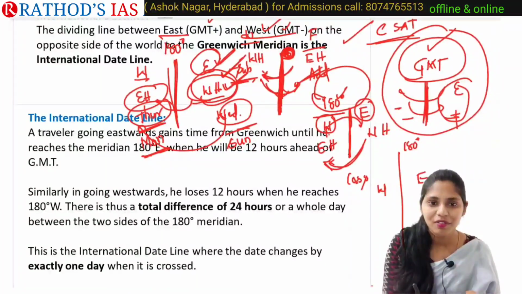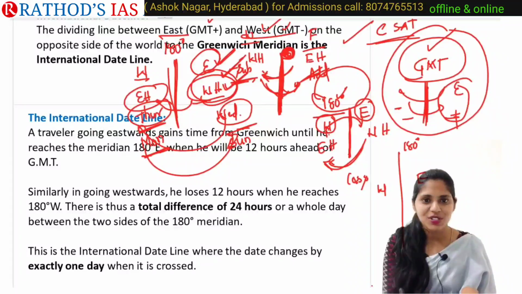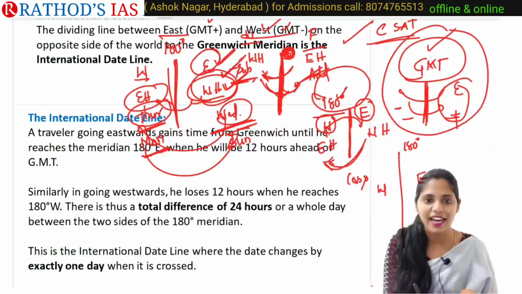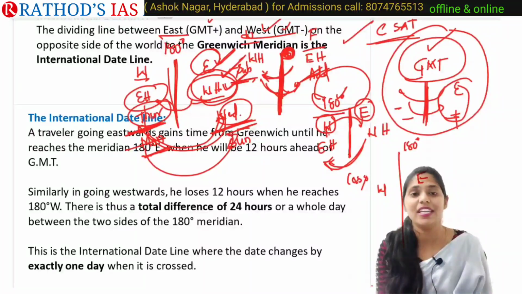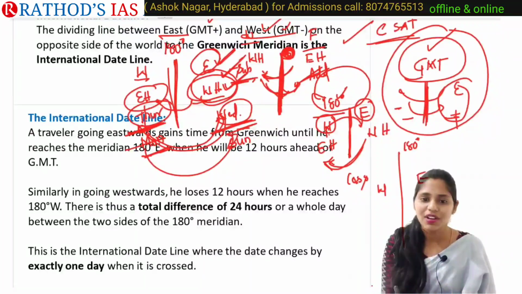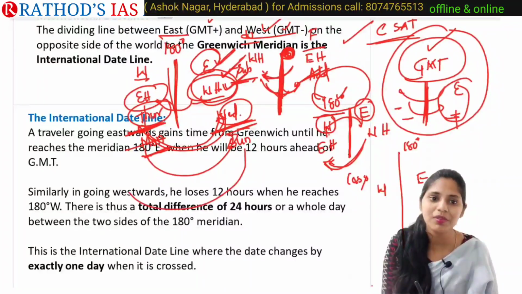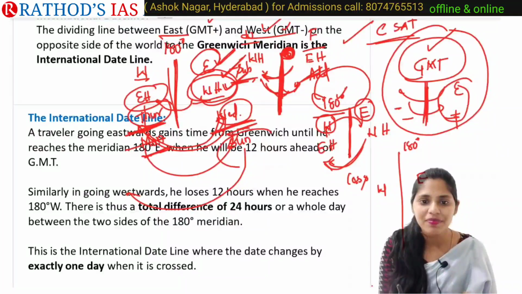That means from west they are moving to east. So in east we have Wednesday and here in west we have Thursday. That means whenever we are moving from west to east, we will again be having Wednesday only. So in this way he can gain time. And whenever a traveler is moving from east to west, from Sunday he is moving towards Monday. So he is losing one day.